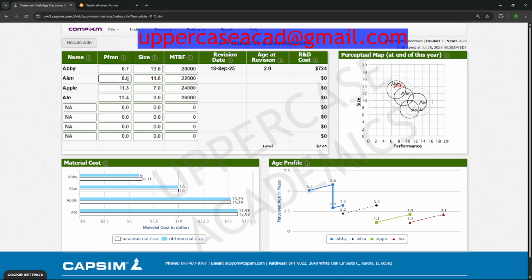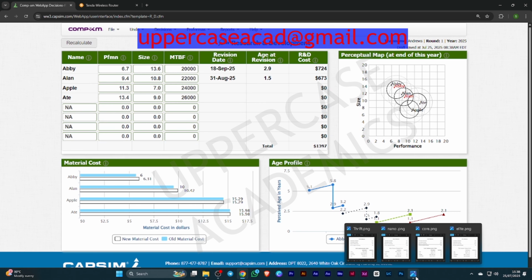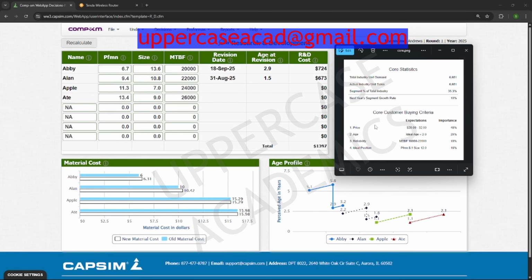Now the next one is Alan. I'll give it a performance of 9.4 and a size of 10.8. So I'll hit recalculate, and you see that Alan is in the core market. You see in the core market, customers' price has an importance of 46% and ideal position has an importance of 16%. So customers don't worry much about the positioning of your product. They worry much about the pricing.